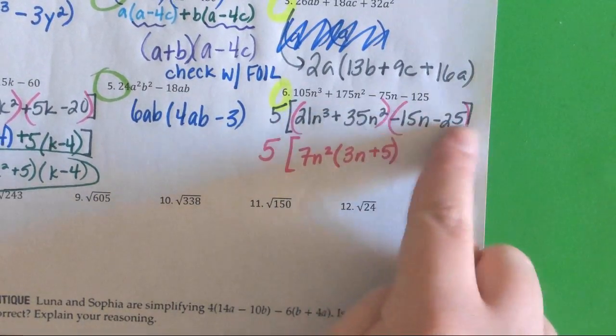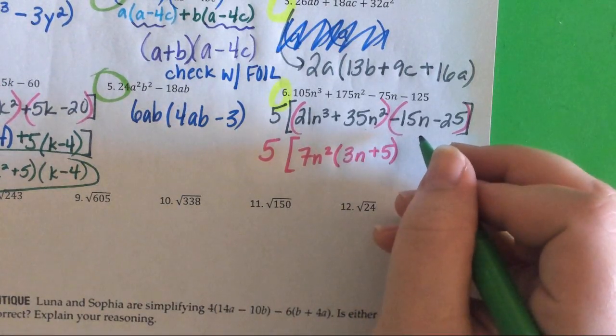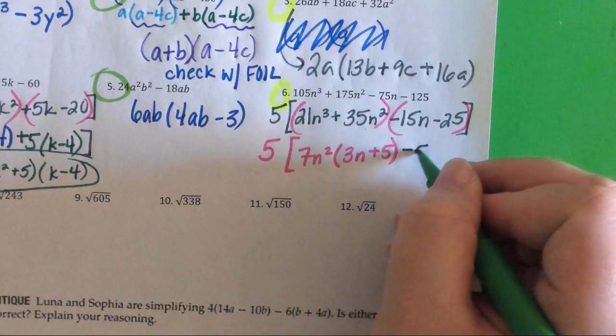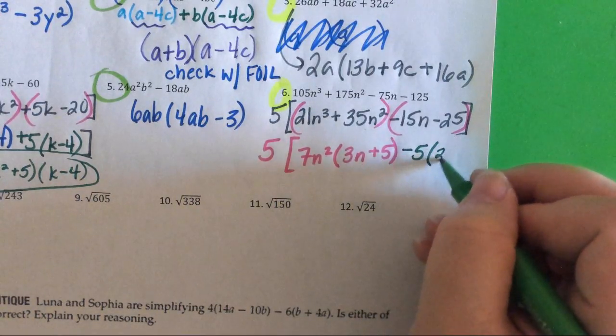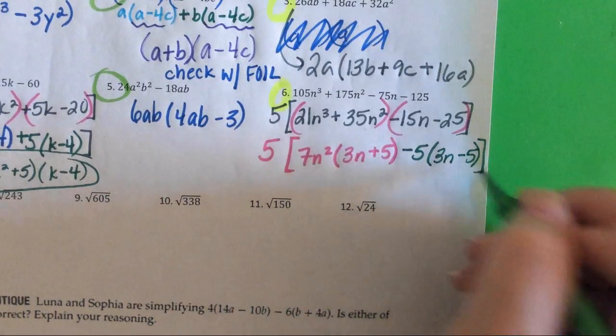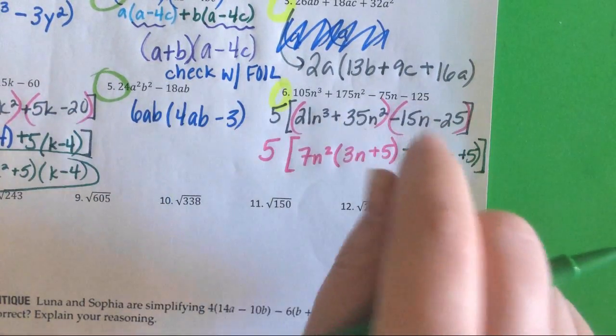Now we've got to think about the second group in our grouping method. What can we factor out of negative 15n minus 25? Negative 5. So 5, yes, but wouldn't it be better to do a negative 5? Okay, so we factor out a negative 5. What are we left with? 3n minus 5? She said 3n minus 5. 3n plus 5. It actually is plus 5. Negative 5 times positive 5 is negative 25.